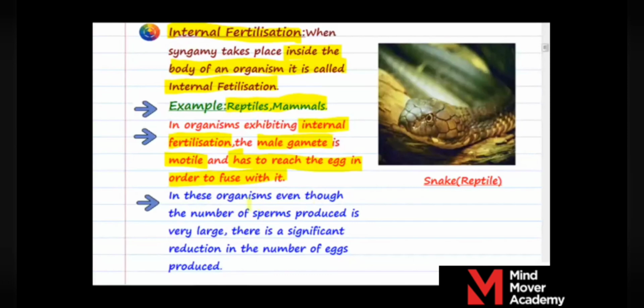In these organisms, even though the number of sperms produced is very large, there is a significant reduction in the number of eggs produced. So the sperms are produced in large numbers, whereas eggs are produced in small numbers. Here you can see an organism in which internal fertilization takes place, that is the snake, which is a reptile. So in a nutshell, we have studied two types of fertilization, external and internal. In external, syngamy takes place outside the body of an organism, and in internal, syngamy takes place inside. In internal, the male gamete is motile, whereas in external, there is great synchrony between the two sexes so that they release a large number of gametes outside the organism.